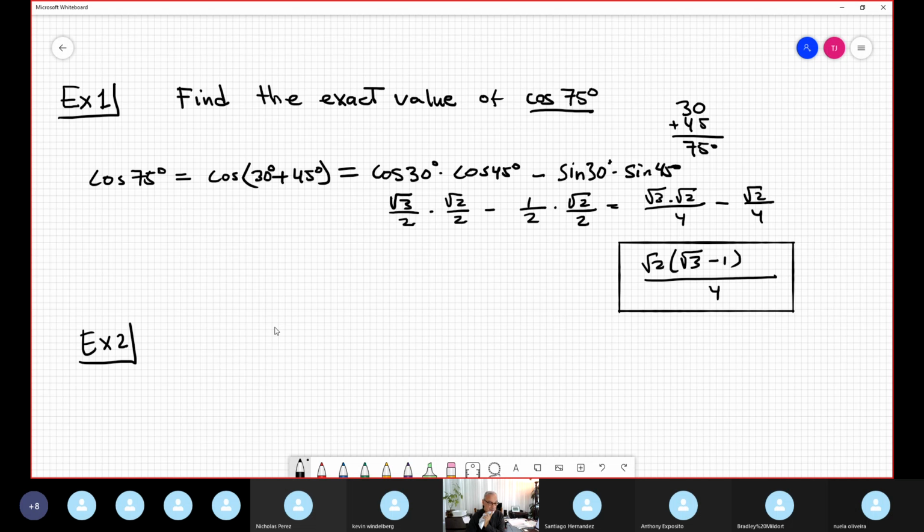Example 2 is compute the cosine, the exact value. We are working now with the exact value, not approximate. Approximate is pretty easy: you put it in a calculator and end of the story. Pi over 12.